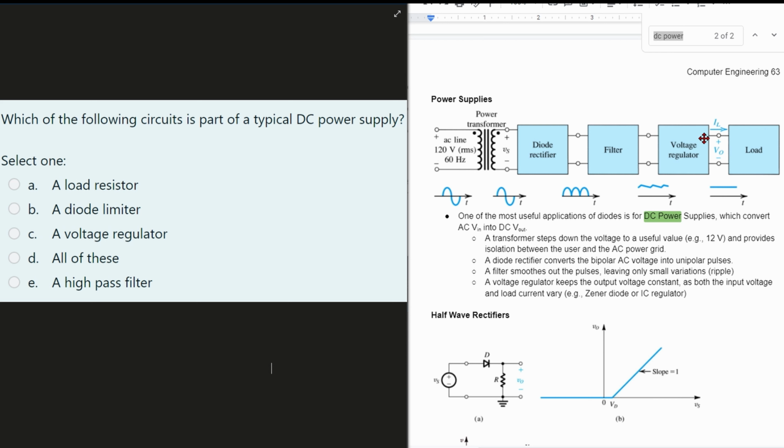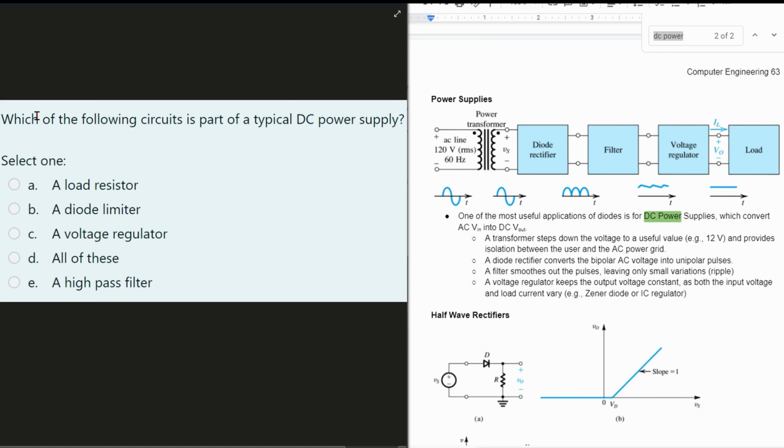A voltage regulator, which is the next thing, keeps the output voltage constant. So that's where the DC comes in, as both the input voltage and load current vary. So we have our voltage output and we have some current going over this to our actual load. And this could be like a Zener diode or an IC regulator.